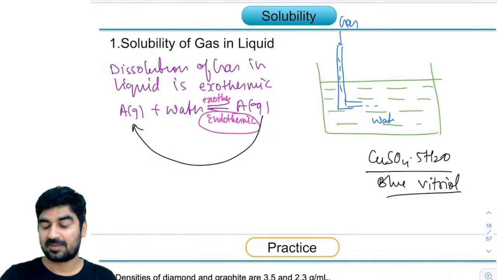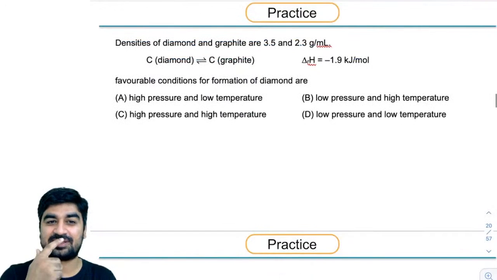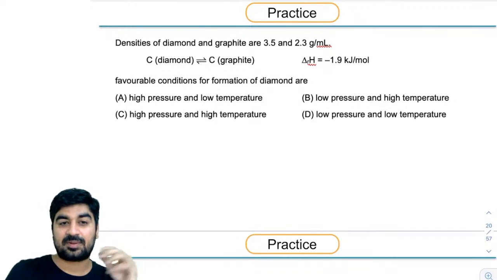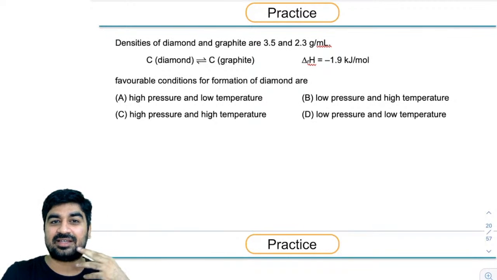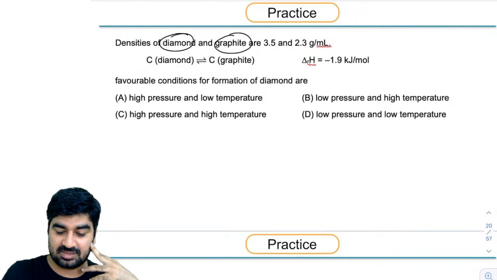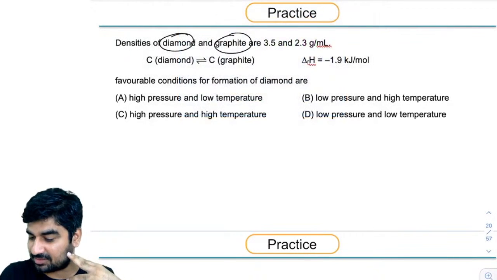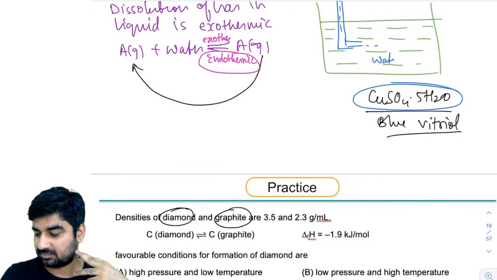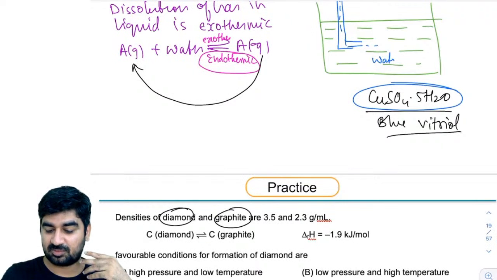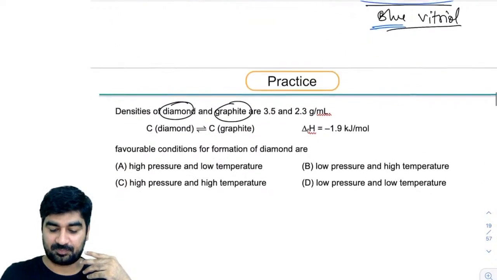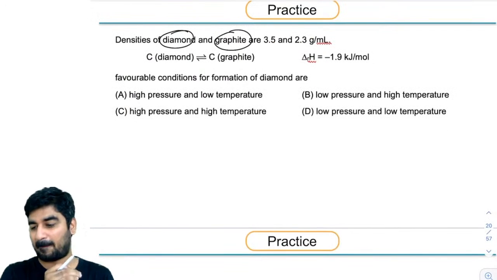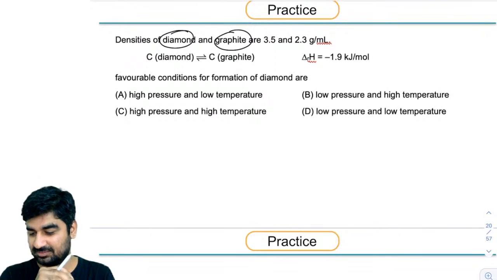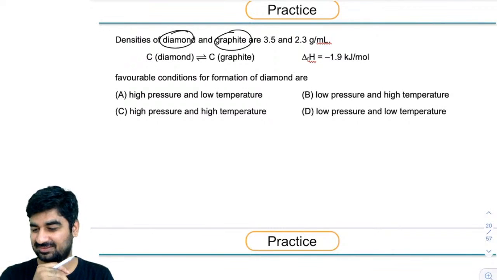Okay, so now you answer me this question. How will you determine the densities? The densities of diamond and graphite are given here. Let's see who can answer it. This is the formula, so just solve it now. Be fast.